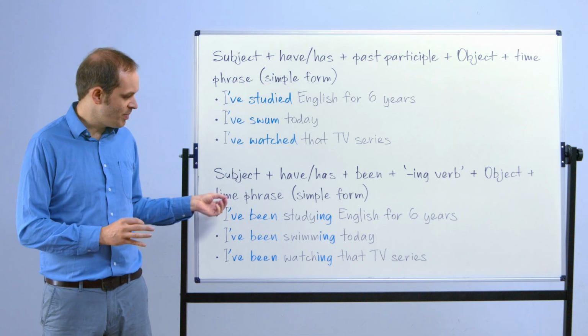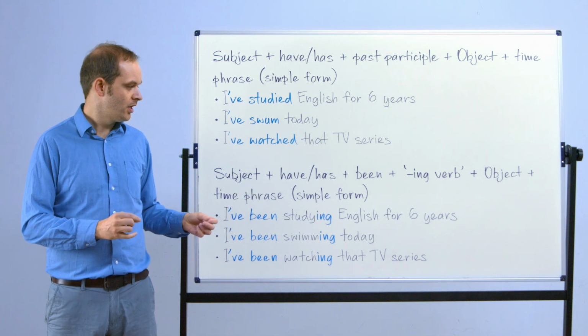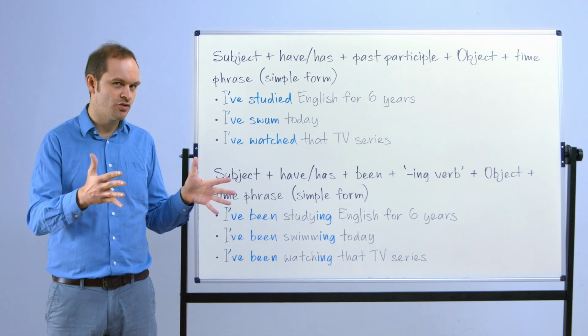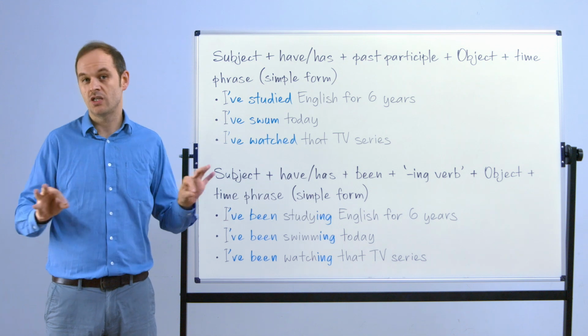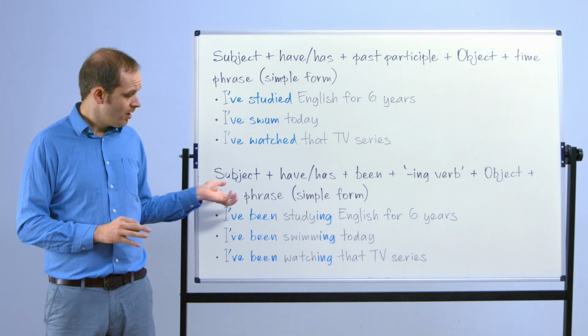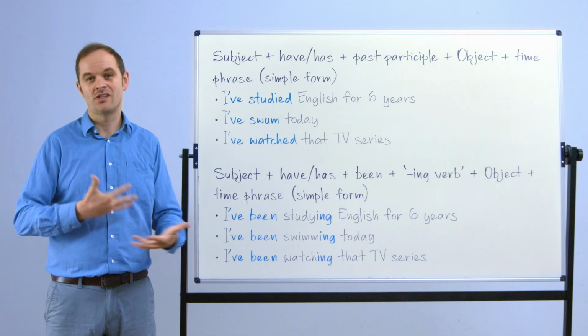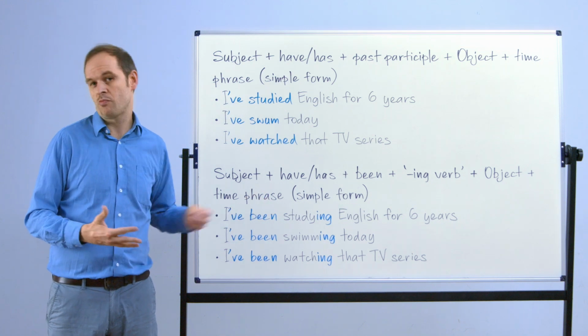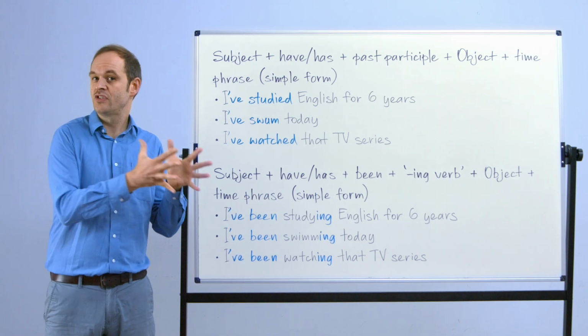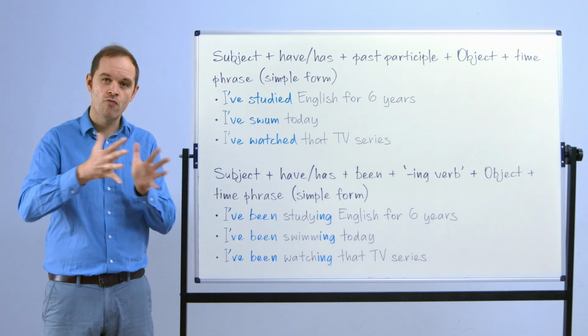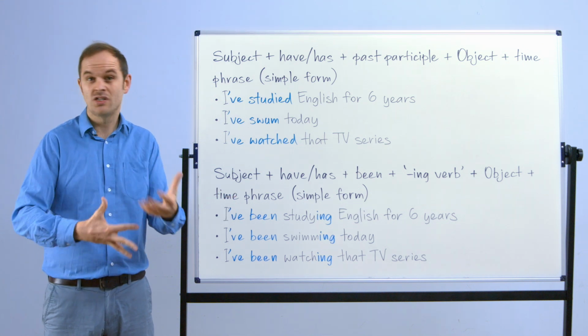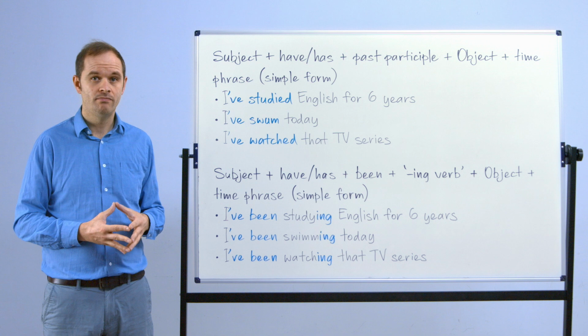Whereas, I've been studying English for 6 years, well, we've got more emphasis on the duration, specifically 6 years' time. Also, this person is possibly still studying English, because when we use the present perfect continuous, the activity that started in the past is brought right up to now and possibly still happening into the future.